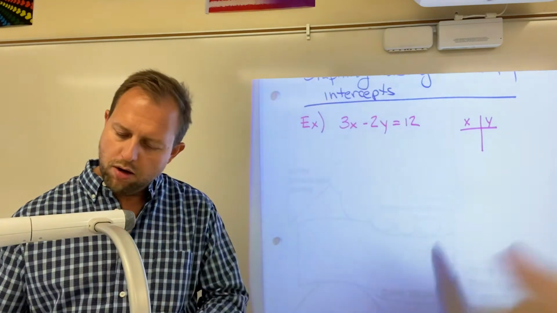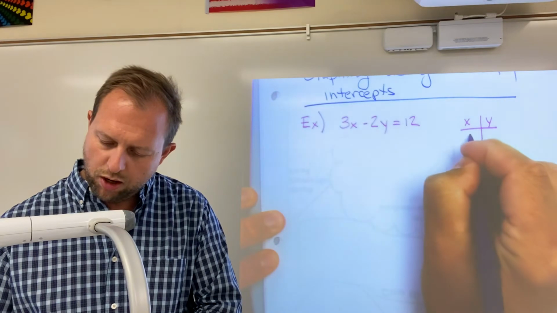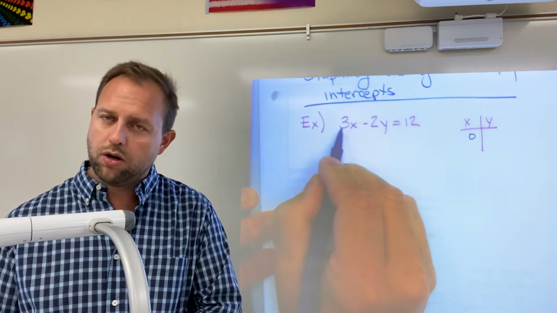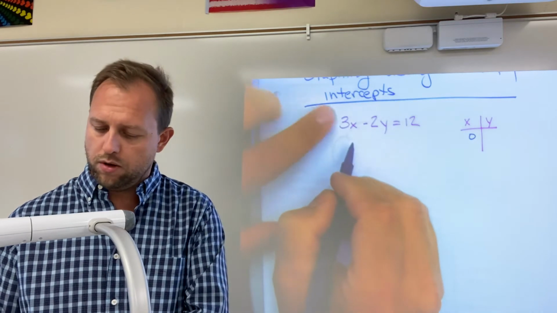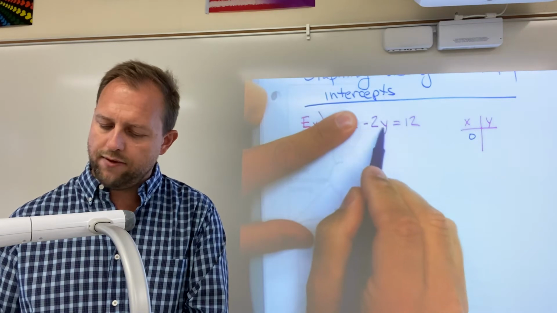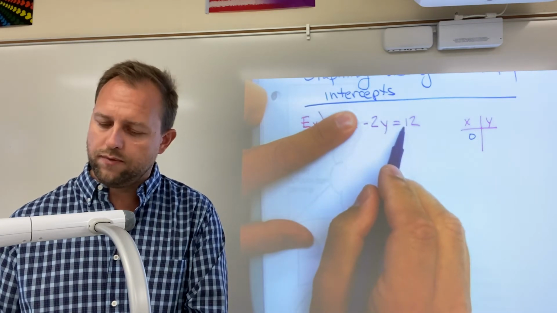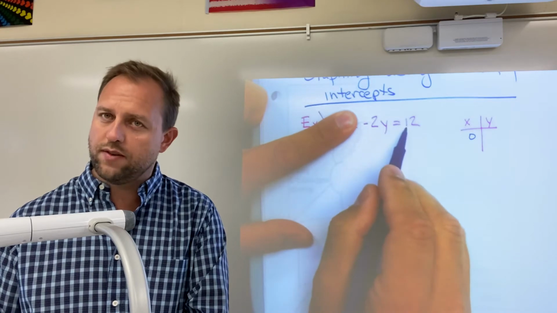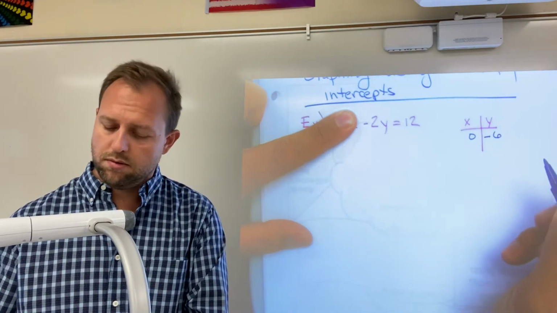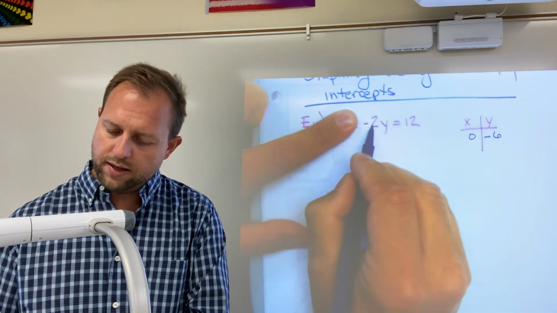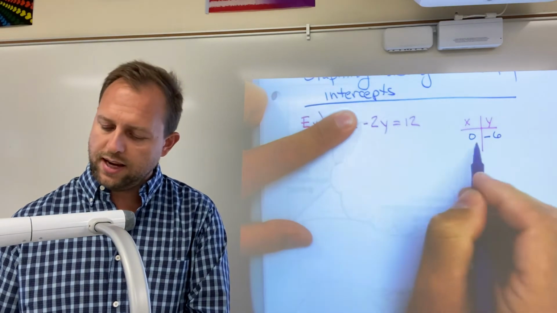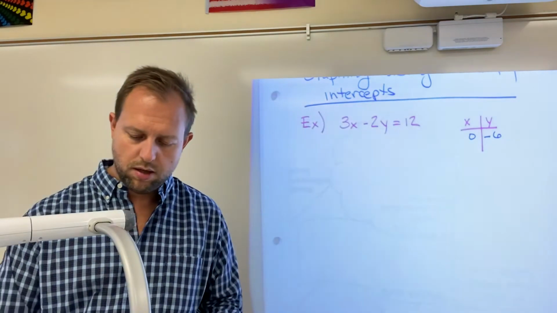And we're going to look. When we plug in a 0 for x, that makes the first term go away. 3 times 0 is 0. So that first term goes away. We're simply left with negative 2y equals 12. Well, what times a negative 2 gives us 12? Negative 6. Divide the negative 2 over. 12 divided by a negative 2 is negative 6. That gives us our y-intercept.